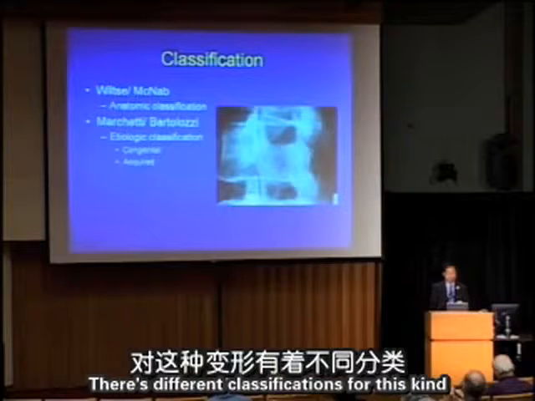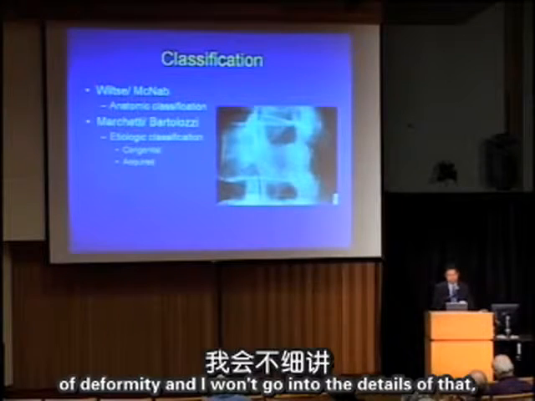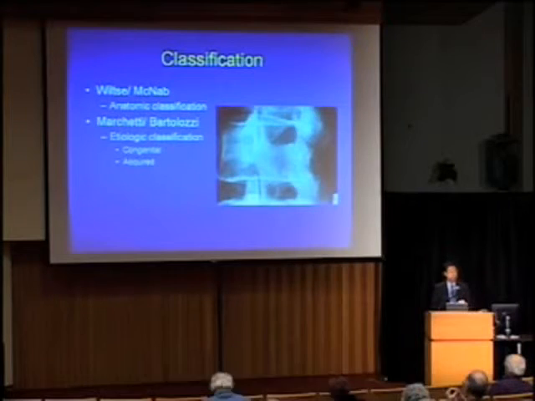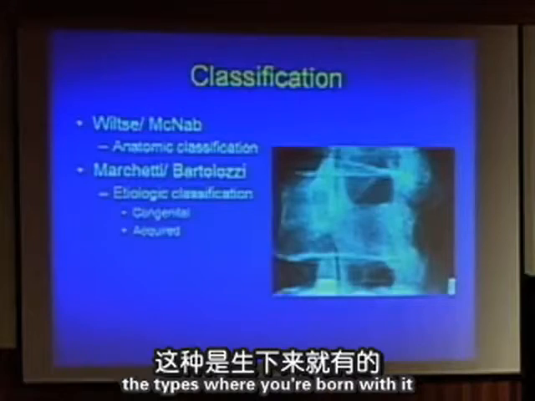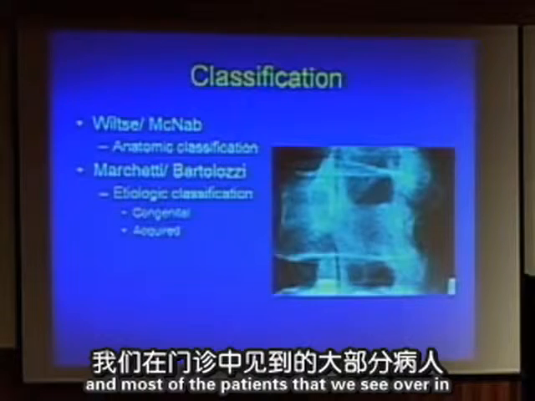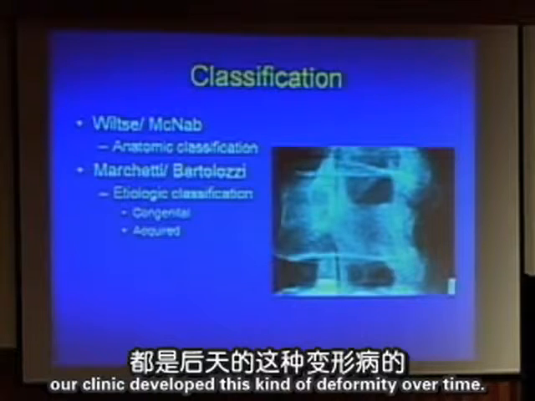There are different classifications for this type of deformity, and I won't go into the details of that. These are a couple individuals that classified this type of pathology, but there are different types. It can be congenital, where you're born with it, or it can be acquired and developed with time. Most of the patients that we see in our clinic develop this type of deformity over time.